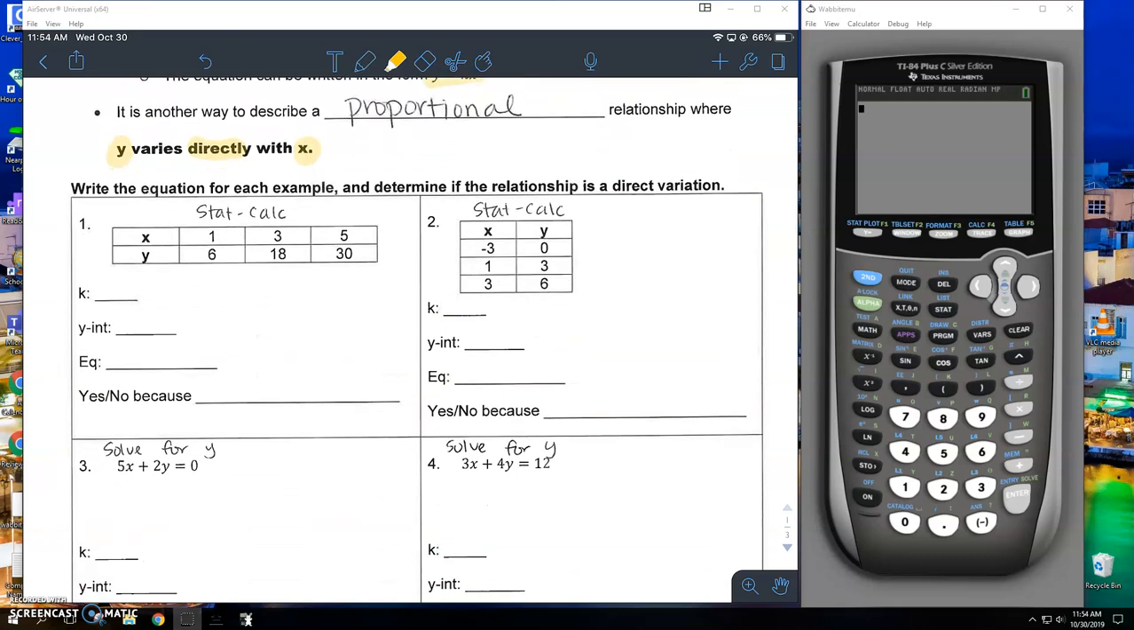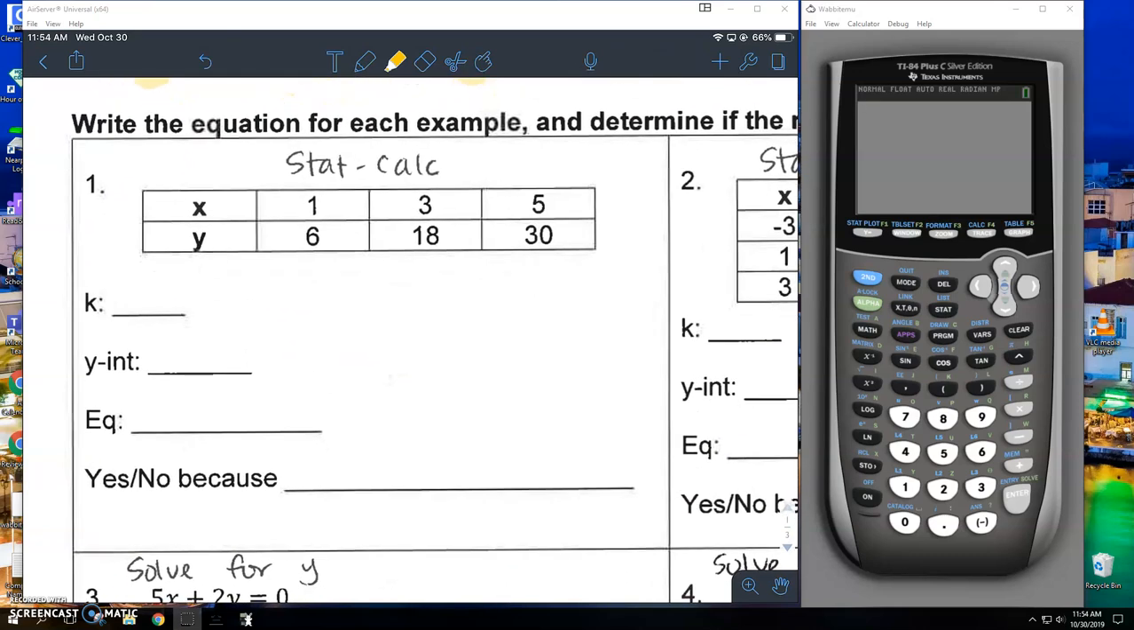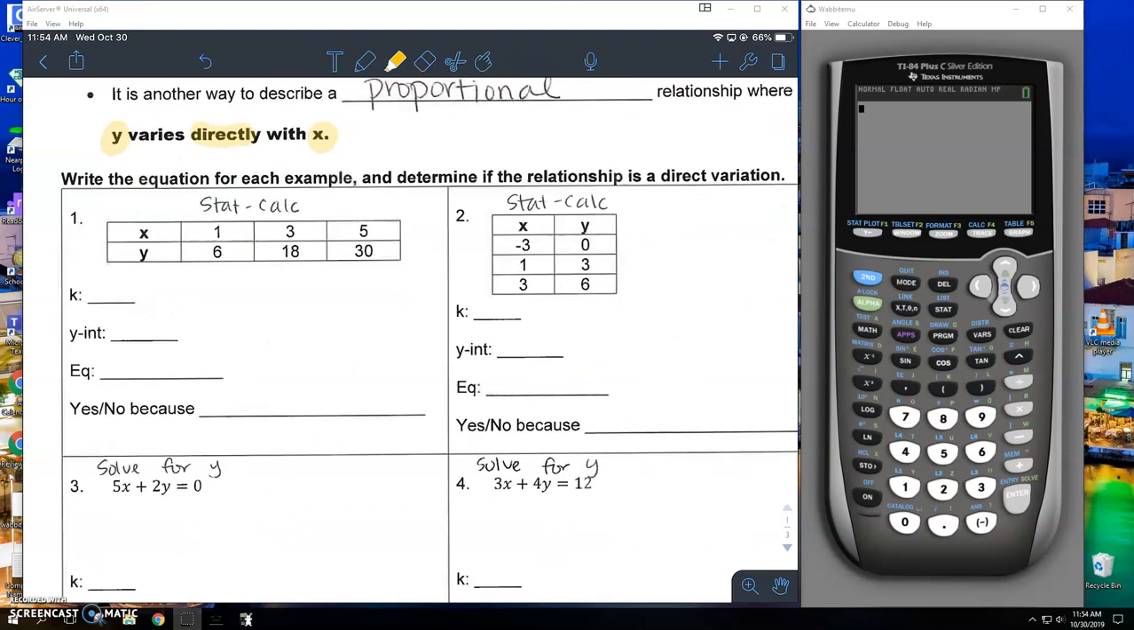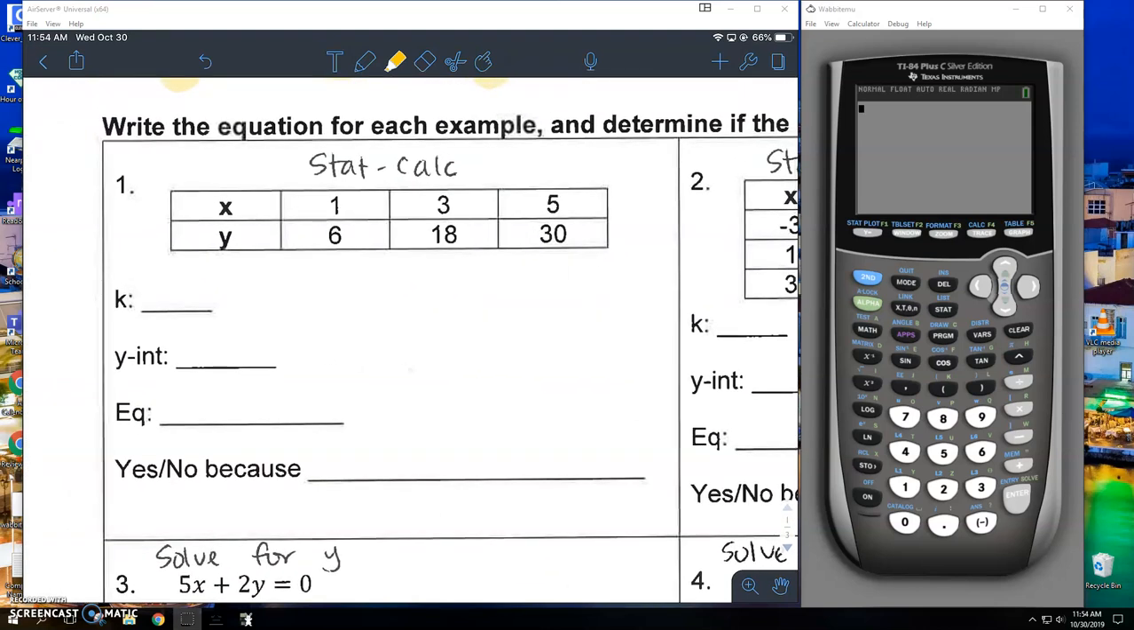Looking at the first example. It says write the equation for each example and determine if the relationship is a direct variation. So remember, we want to be able to write our equation so that it's y equals k times x. There should not be plus or anything because it's going to go through the origin. So I'm going to start with typing this into stat edit.